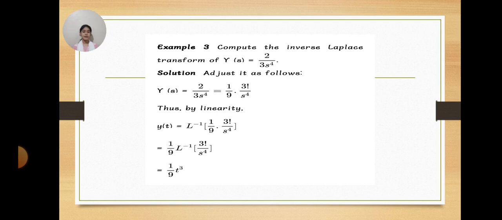Then after applying the inverse Laplace formula, let us take 1 by 9 outside of L inverse of 3 factorial by s⁴. L inverse of 3 factorial by s⁴ becomes t cube. So the answer becomes 1 divided by 9 t cube.